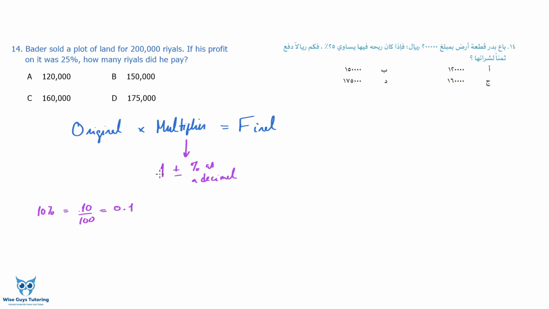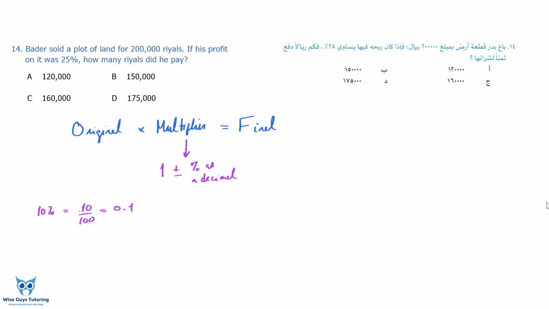Because it would have been 1 minus 0.1. That gives you 0.9. So plus or minus depends on whether you're adding or removing this percentage. Okay, so back to Badr. He had a land and he sold it for 200,000 and they're saying his profit on it was 25%.